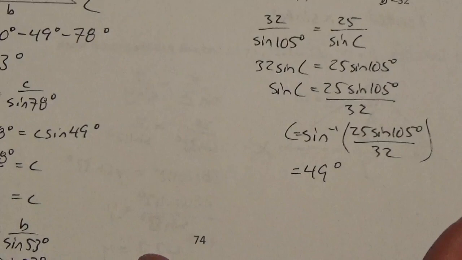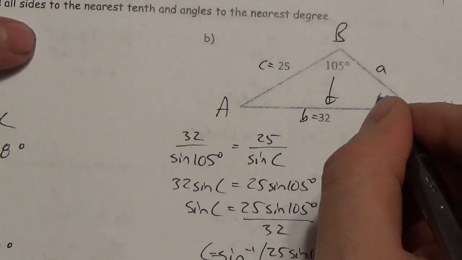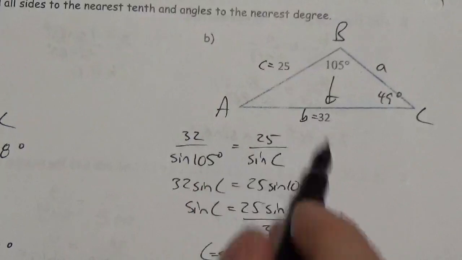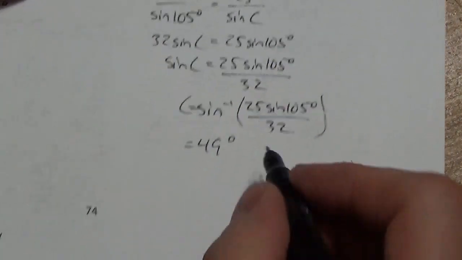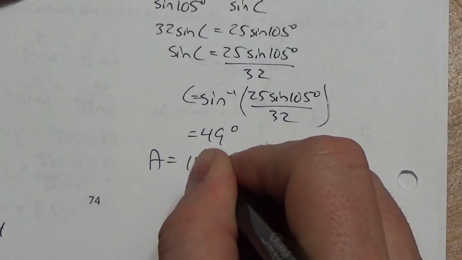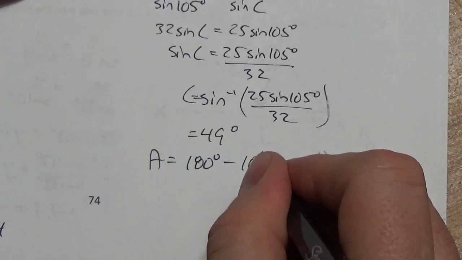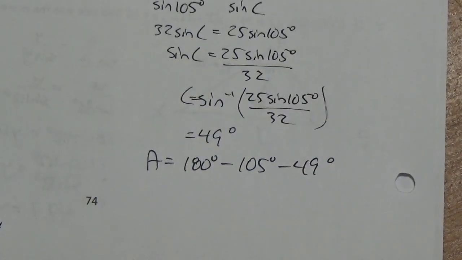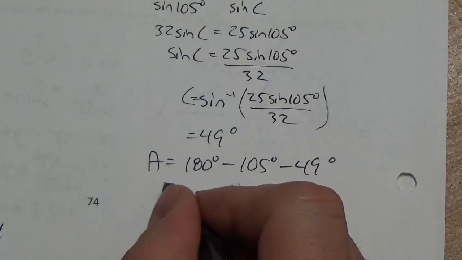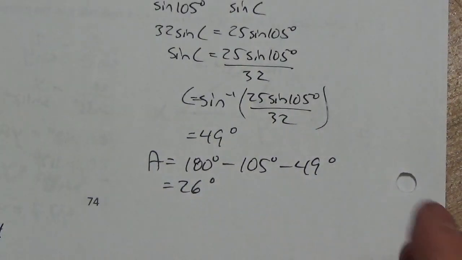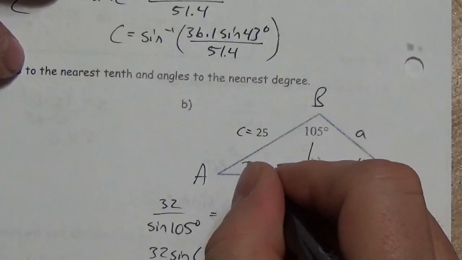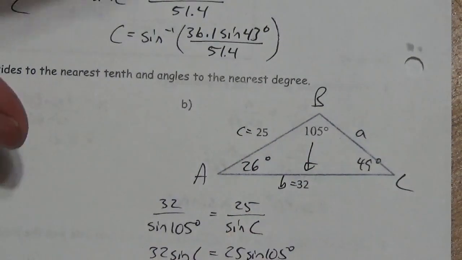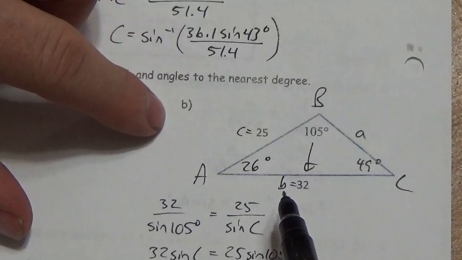Now, I can use that right now to get angle A, right? Because I know that angle A is going to be 180 minus 105 minus 49, because I know that the sum of the angles in a triangle should always add up to 180, so I can always just subtract, a really simple calculation here. And when you do that, we get that angle A is 26 degrees. So now I can go up here and I know that this is 26. Perfect, because now I have the information I need.